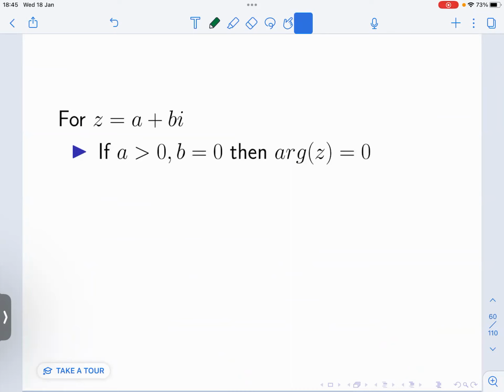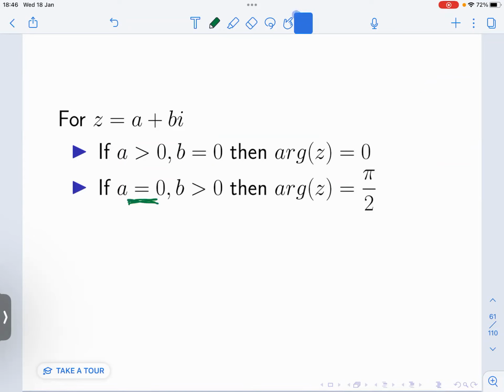Now there are special cases. For a complex number a plus bi, if the value of a is greater than 0 and b is equal to 0, greater than 0 means a is positive, then the argument is equal to 0. Remember, if the imaginary part is 0, then our complex number lies on the real axis. So it will probably be somewhere there. Therefore, this is our angle 0, and then we have pi over 2, pi, 3 pi over 2, and 2 pi. So this can be 0, or you can also use 2 pi.